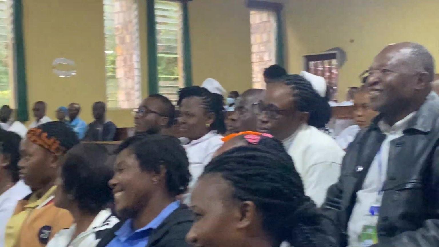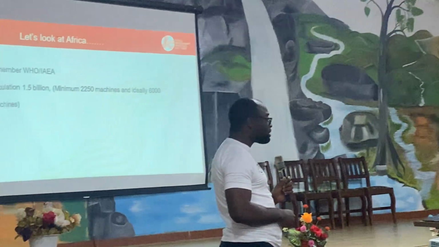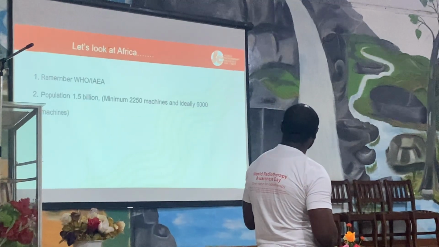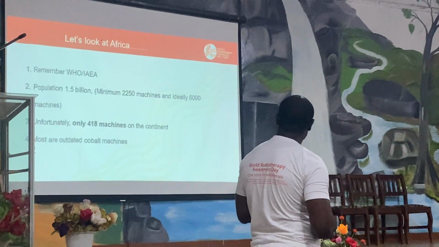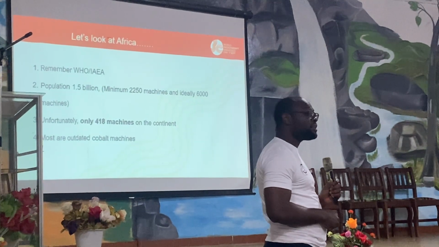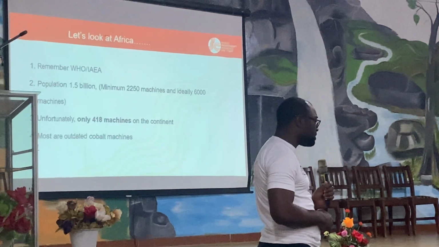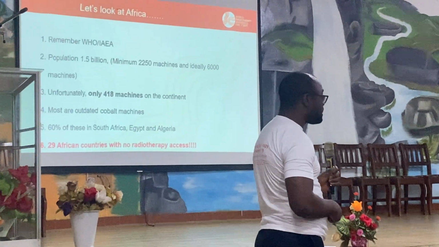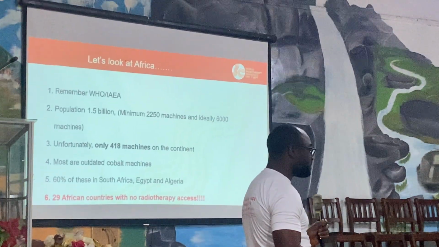So let's look at Africa. Africa has an estimated population of 1.5 billion, and still considering the maths, they need a minimum of 2,250 machines, but ideally 6,000 machines. Unfortunately, there are only 418 machines on the African continent. Most of them are the outdated cobalt machines that I showed you, and 60% of these are concentrated in South Africa, Egypt, and Algeria, leaving 29 African countries with no radiotherapy access.